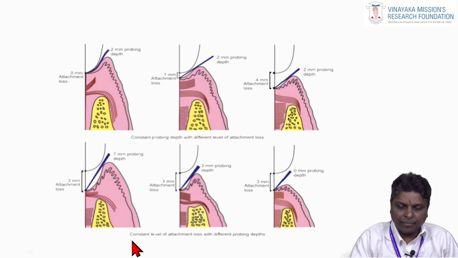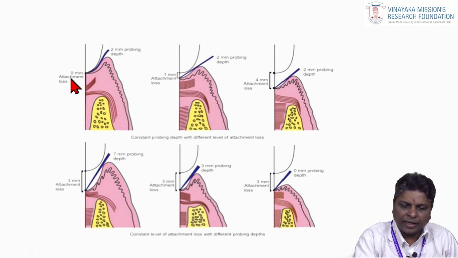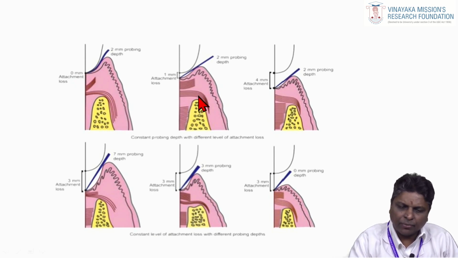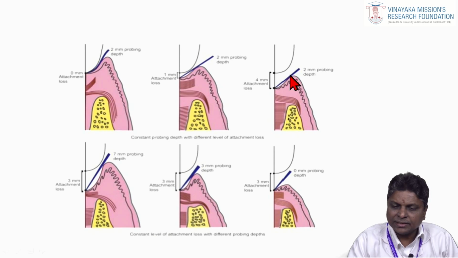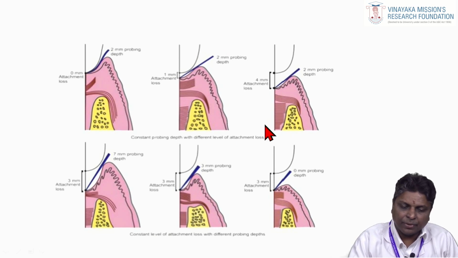Next, you can also see a constant level of attachment loss with different probing depths. I am talking about probing depth and attachment loss with probing depth. Here the probing depth is a constant 2 mm. There is no pocket, it is healthy. Here there is no pocket, only 1 millimeter, so 2 plus 1. And here you can see this is the sulcus, and here the residual recession is there. So it will be a pathology, but the probing depth is 2. This is very important for you.